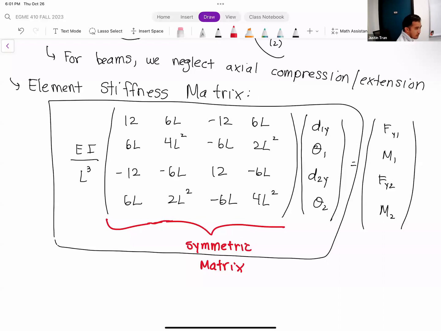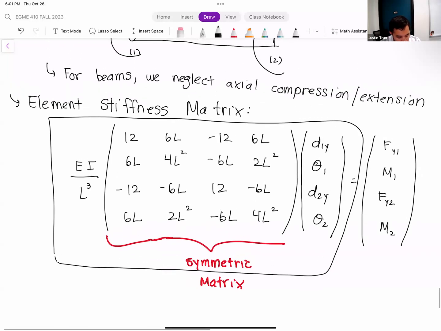So it seems like an extra step on top of just writing this down. But when you're writing down a lot of these over and over again, it helps to have something like that just to make sure that everything is aligned properly. Okay. All right. Any questions on this so far?